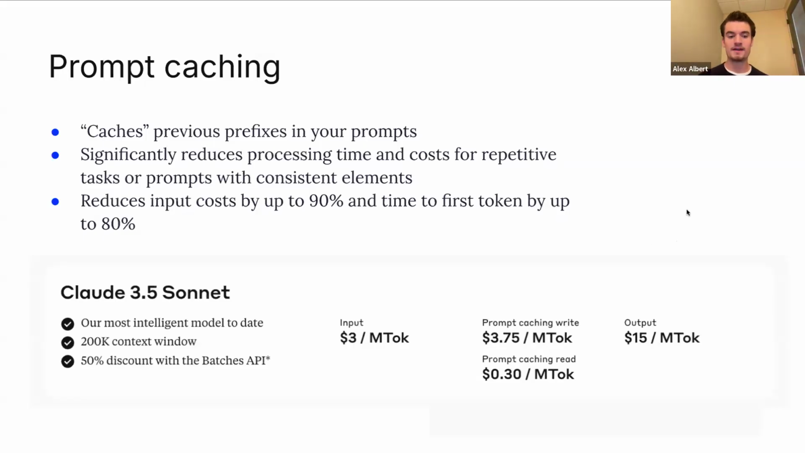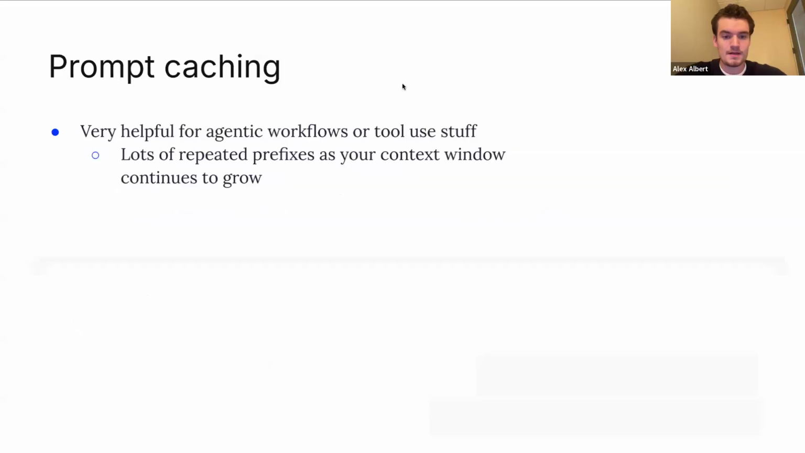For 3.5 Sonnet, this can reduce input costs by up to 90% and your time to first token by up to 80%. Next slide. So this is very helpful for a lot of those agentic workflows or tool use things. As you're doing agentic search, you might keep appending context back to the beginning of your prompt, and that can then just become cached and cached and cached as you keep going, and you'll save that processing time and you'll save the cost. And next slide.